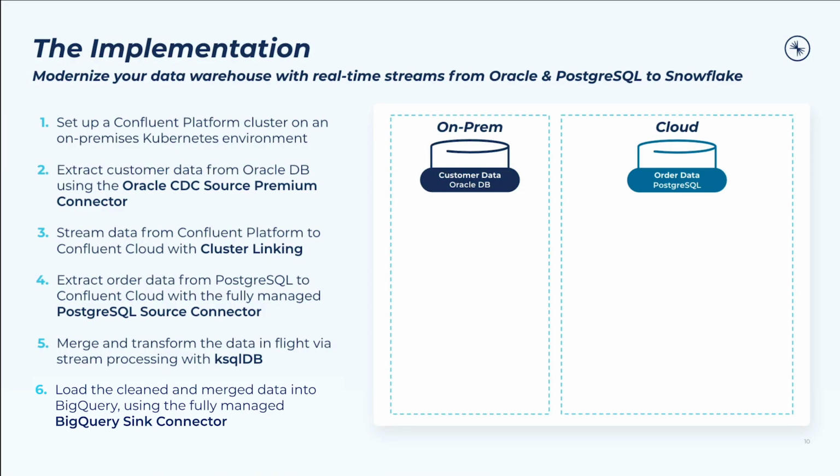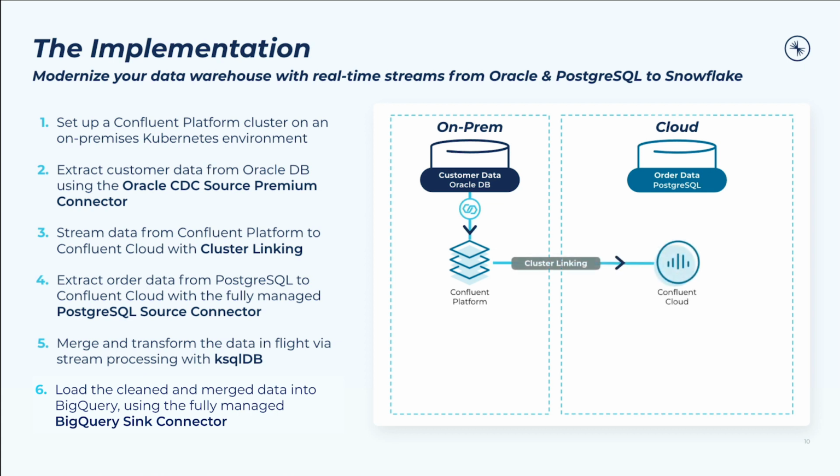Let's go through an overview of our implementation steps. Number one, we'll set up a self-managed Confluent Platform cluster on an on-prem Kubernetes environment. Two, we'll extract customer data from Oracle to Confluent Platform using the Oracle CDC Source Premium connector. In this demo, we're choosing to start with an on-prem environment running in Kubernetes to match the environment of our Oracle database, which we already said was on-prem. But you can also choose to connect your Oracle database directly to Confluent Cloud through that same CDC connector if you'd like.